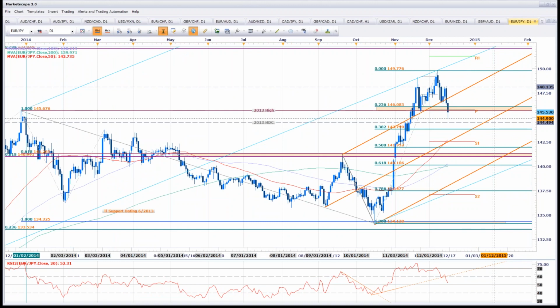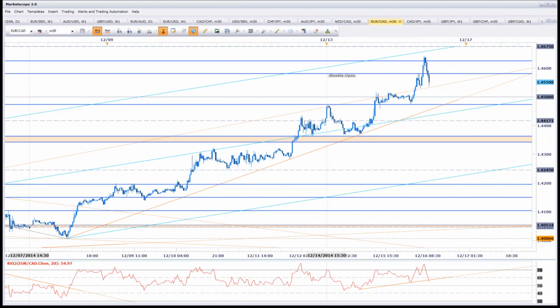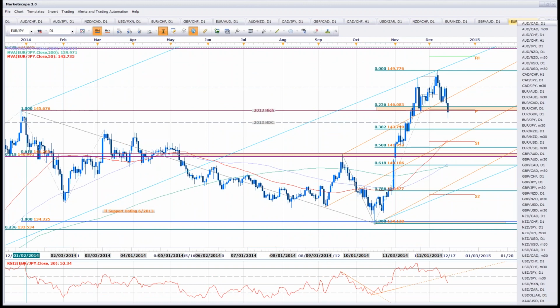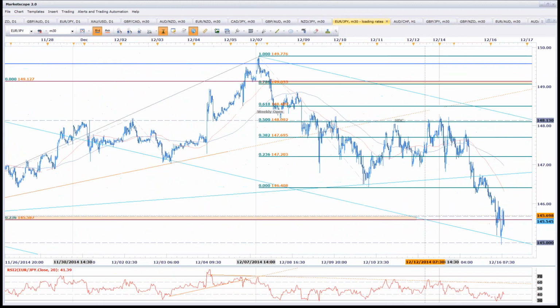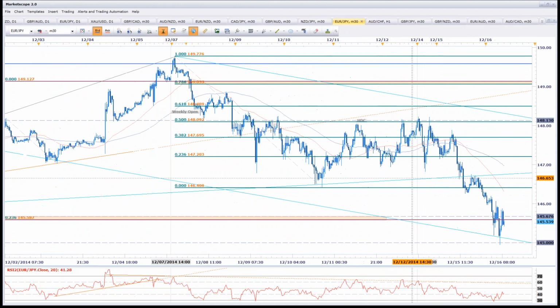It also looks like a head and shoulders on the 4-hour, says Chintan. Well, first let me look at what the 30-minute looks like. Euro yen, 30-minute. Okay, let's put this one together as well here. You can see I haven't updated this one either.